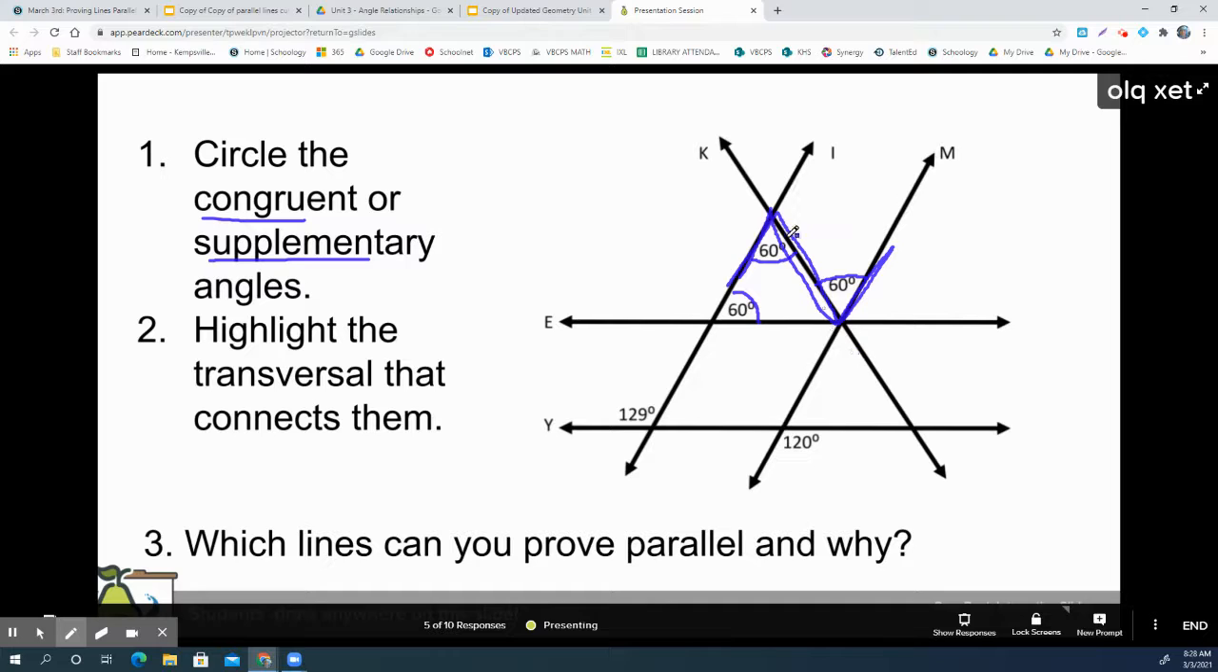They're connected on transversal K. So transversal K is here, right? Which means the parallel lines are going to be I and M. If you turn your head, this is the transversal, and these are going to be the parallel lines. What's the relationship between 60 and 60? Alternate interior, yes. And are alternate interior angles congruent? Yes. So I is parallel to M.